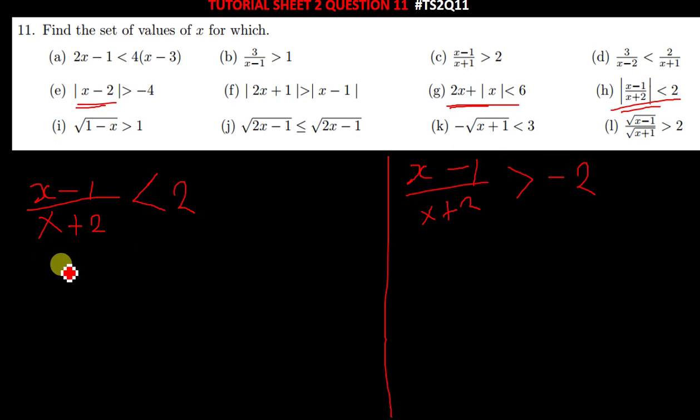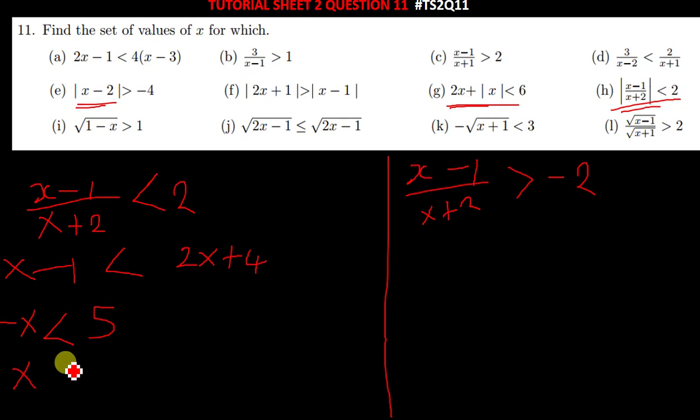So here you just cross multiply. I'm going to have x minus 1 being less than 2x plus 4. Then you pair the like terms, so you have negative x this side, because x minus 2x will be negative x. And then this negative 1 goes to the other side of the equal sign, you have 5. So when you divide both sides by negative, x is greater than negative 5.